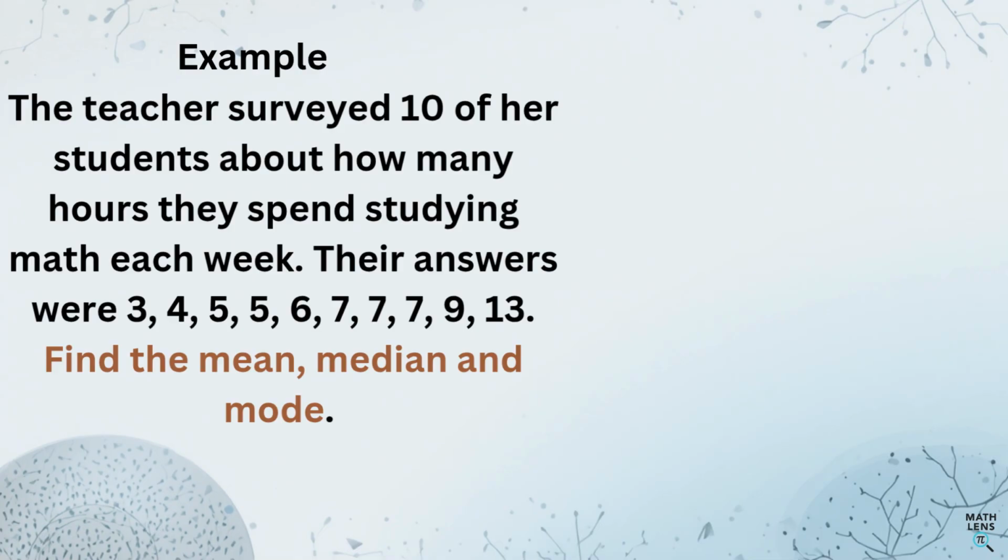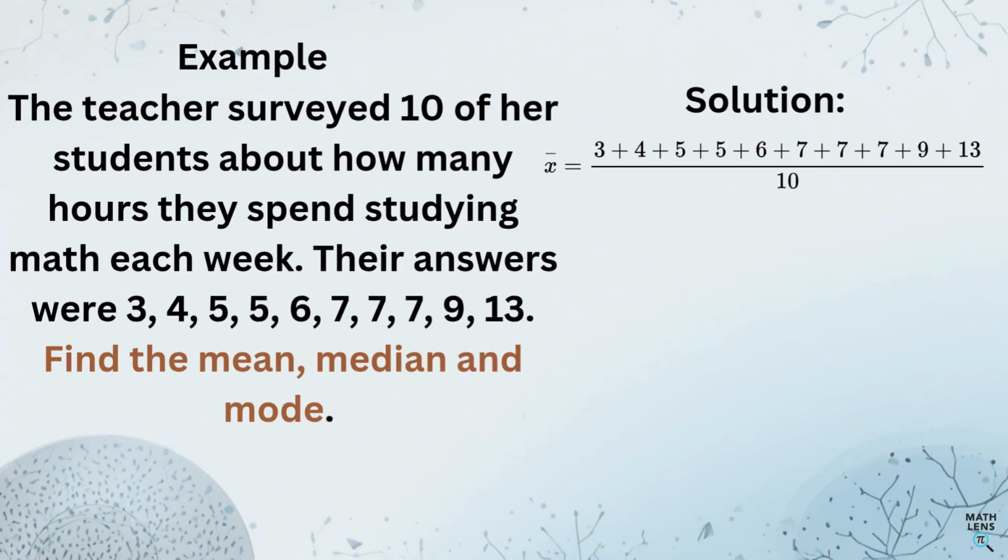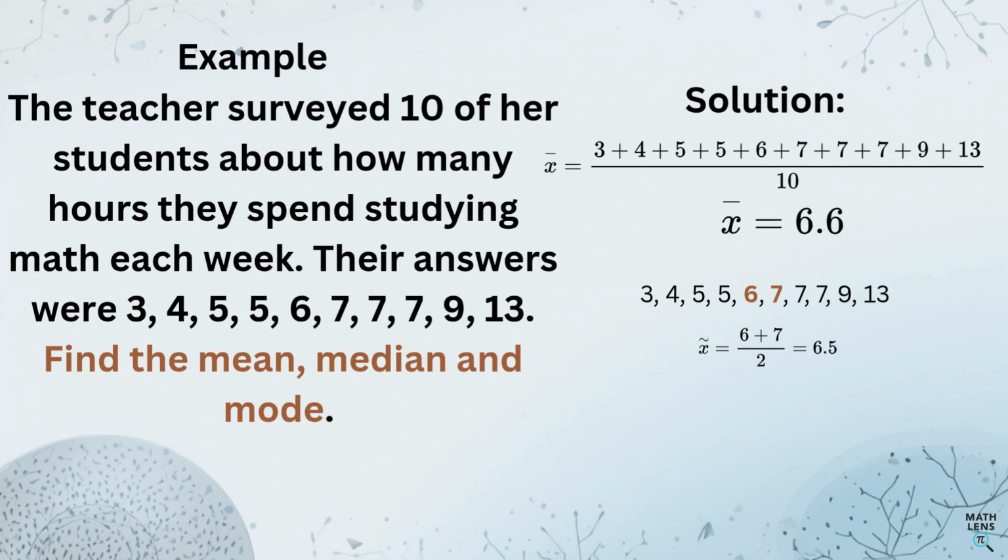First, let's calculate the mean. Add up all the study hours, 3, 4, 5, 5, 6, 7, 7, 7, 9, 13. This totals 66. Divide by the number of students, which is 10, giving us a mean of 6.6 hours. Now, for the median, arrange the numbers in ascending order and find the middle value. Here, we have two middle numbers, 6 and 7. The average of these two numbers is 6.5, so the median is 6.5 hours.